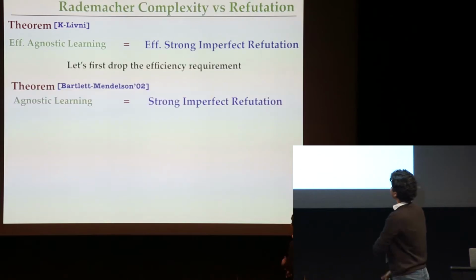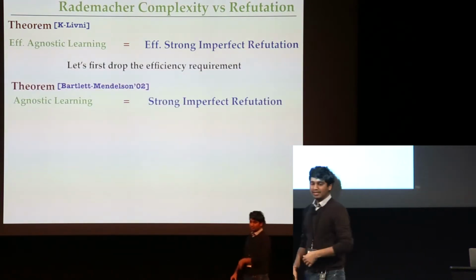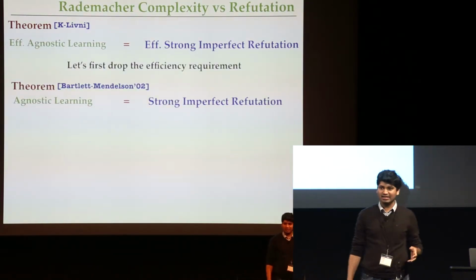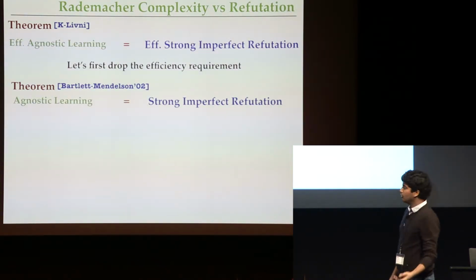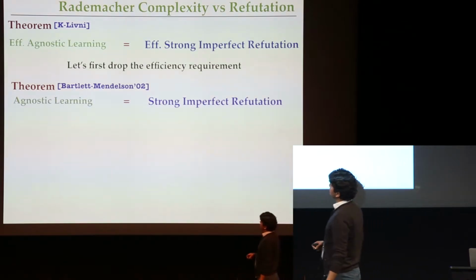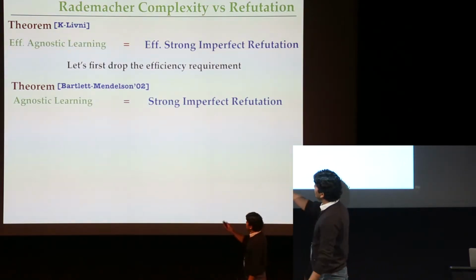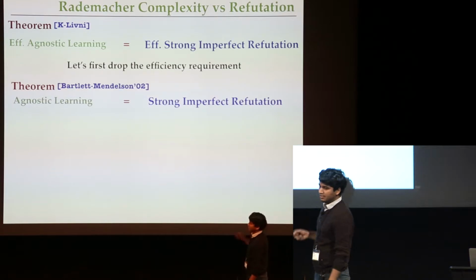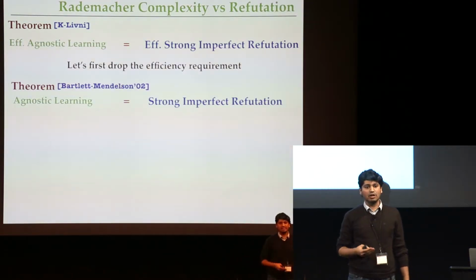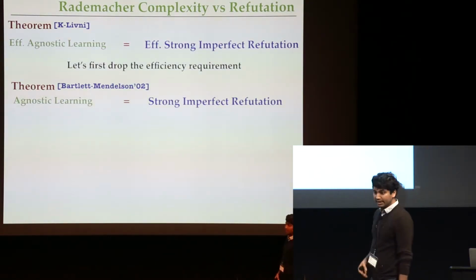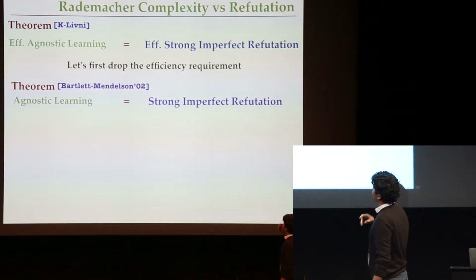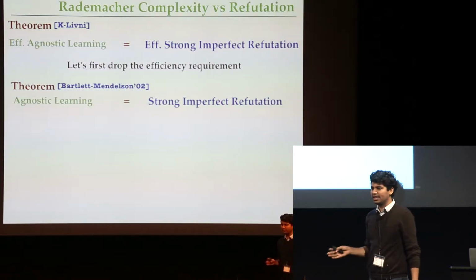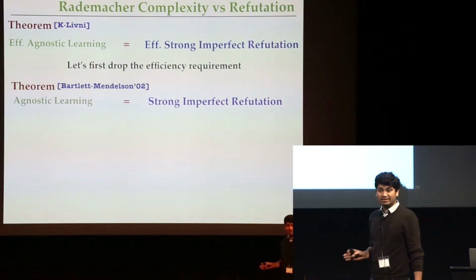Okay, great. So I want to now go back to this point that Greg mentioned in his summary, this relationship to computational sample complexity. So for this, let's try to understand the following question. Suppose I don't care about this efficiency part here. Suppose I just want to understand how does agnostic learning relate to imperfect strong refutation. So are these two problems equivalent? In particular, does strong imperfect refutation imply agnostic learning if I don't care about efficiency? It turns out that this is true.